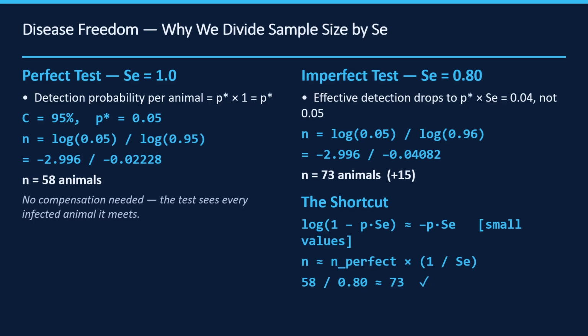And the shortcut everyone quotes. For small values, log of 1 minus x is approximately minus x. So n is roughly n perfect times 1 over sensitivity. 58 over 0.8 is 72 and a half. Call it 73. That's why divide by sensitivity works. And now you know it's an approximation, not law.